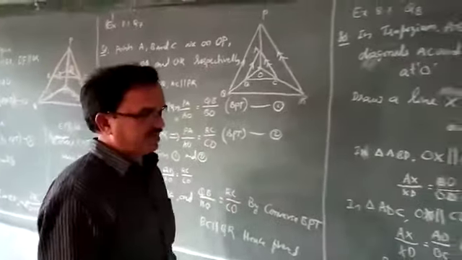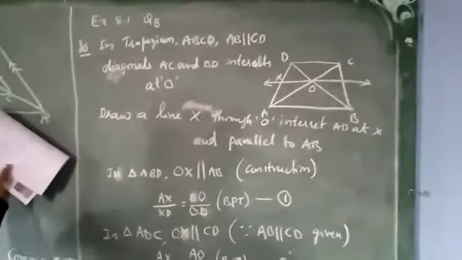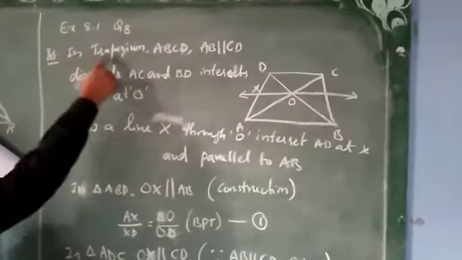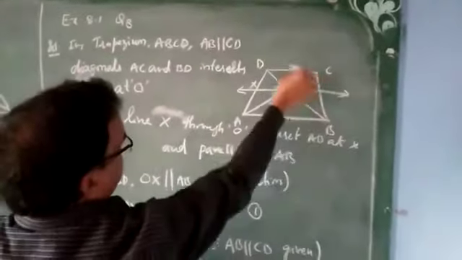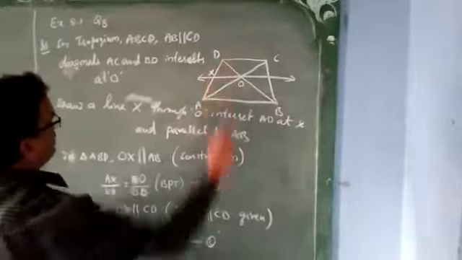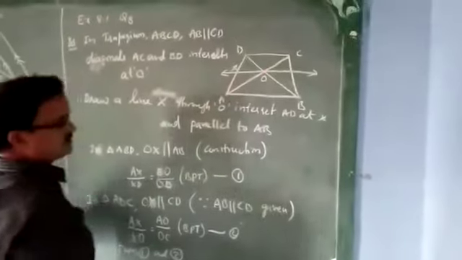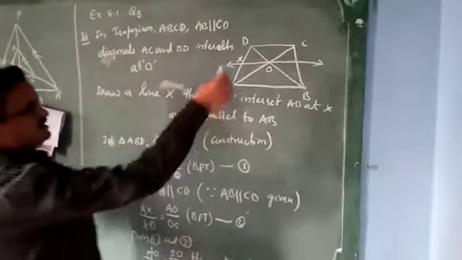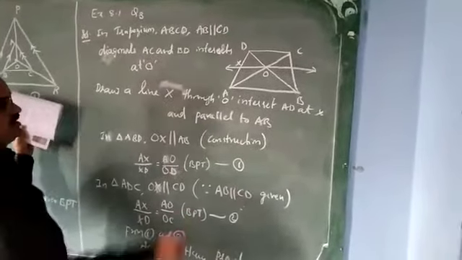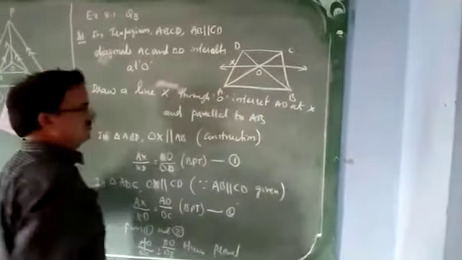Here one more question. It is question number 8 in exercise 8.1. It is similar to example 4. In a trapezium ABCD, AB is parallel to CD, AC and BD are two diagonals. They intersect at O. You show that AO by OC is equal to BO by OD. That is the question.